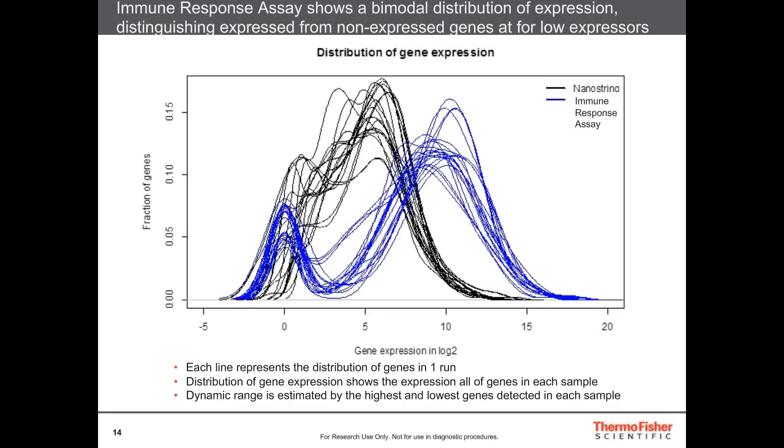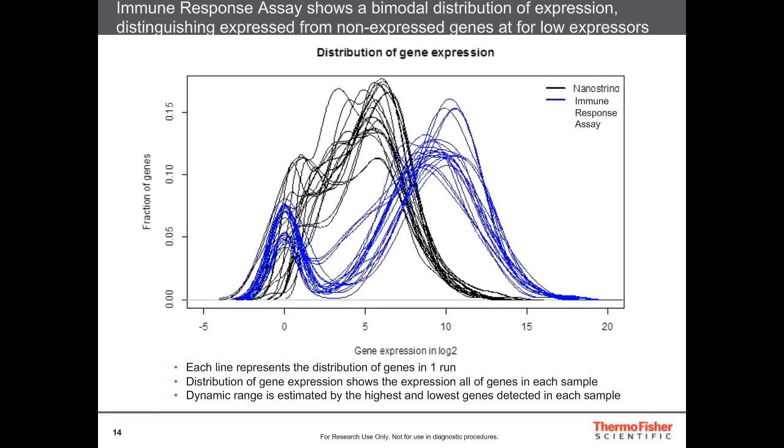The blue lines show the Oncomine immune response assay. The black lines show Nanostring. What we want to see is a bimodal distribution, two peaks that are distinct from each other. The left peak is genes that are not expressed, centered at 0, and the right peak is genes that are expressed. What this bimodal distribution clearly demonstrates is the ability of the assay to distinguish genes that are expressed from genes that are not expressed.